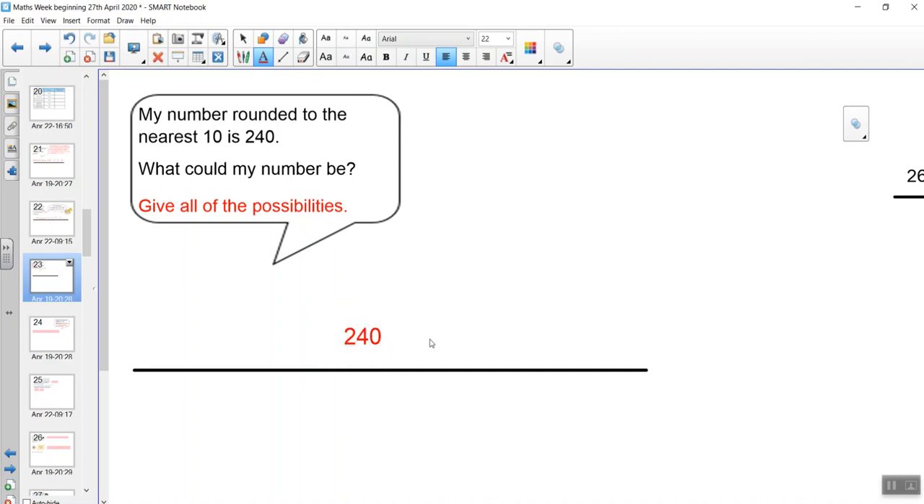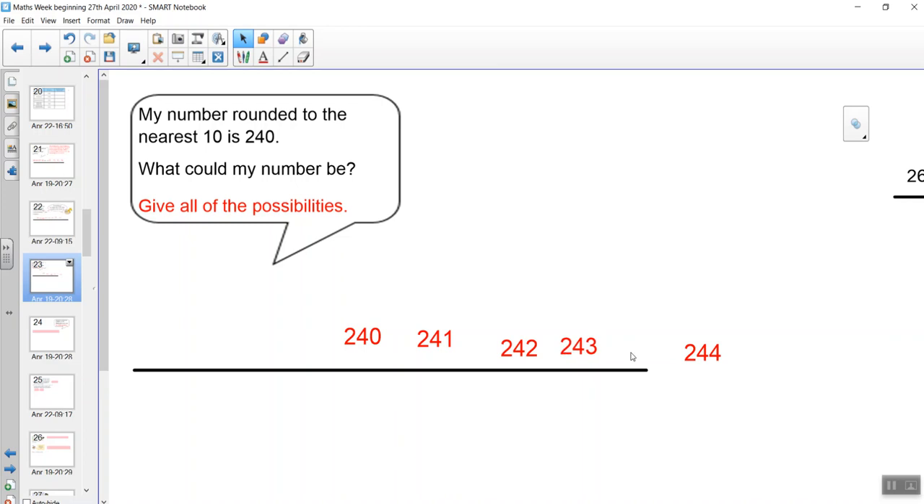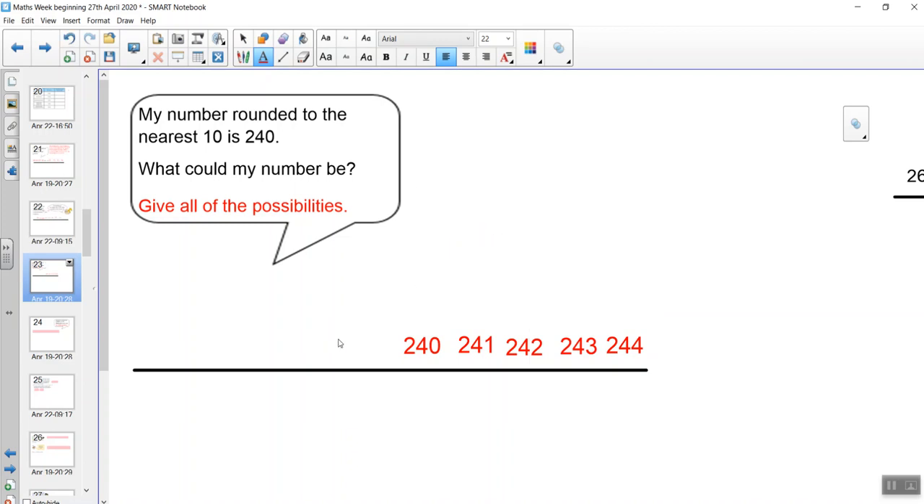240. So I'm going to go up this time. 241, 242, 243, 244, but not 245 because we know that rounds to 250. So there's all my 240 numbers. And let's have a look at my next set. So 239, 238, 237, 236, and 235. These are all the possibilities.